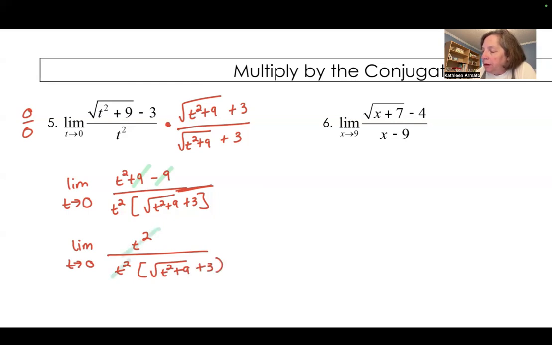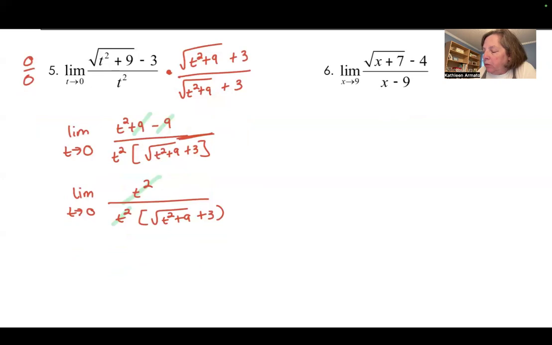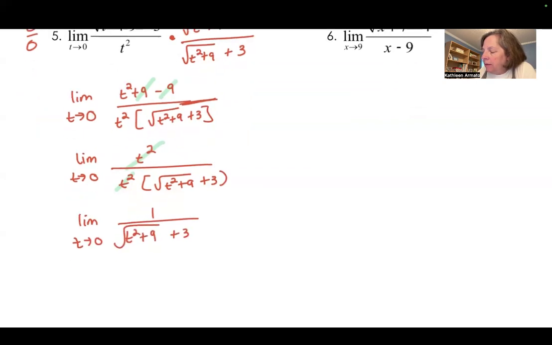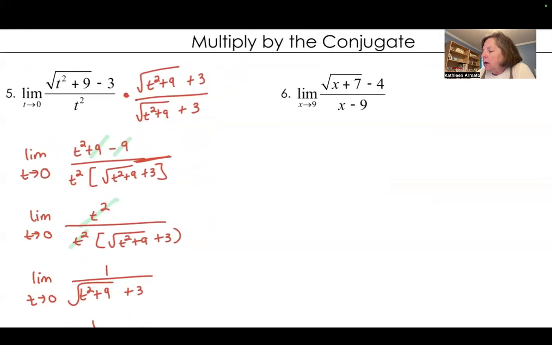So I'll just be left with, remember, there's a 1 still in the numerator, 1 over the square root of t squared plus 9, plus 3. And just plug in. Direct substitution works now. So I get the square root of 9 plus 3, which would be 1/6. That's my answer. All right, let's try one more.